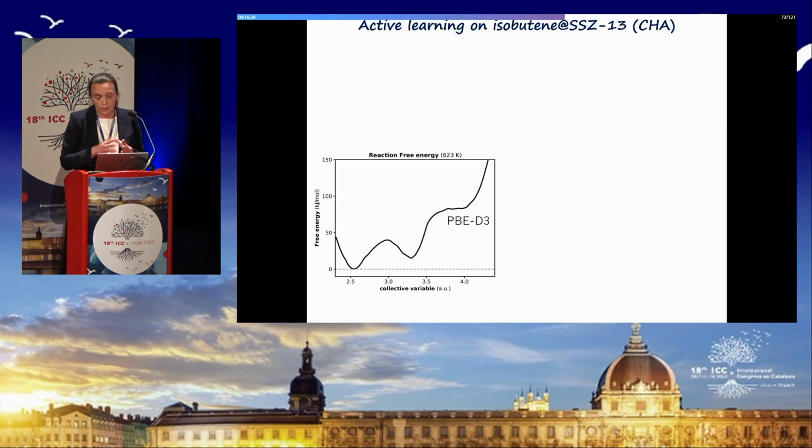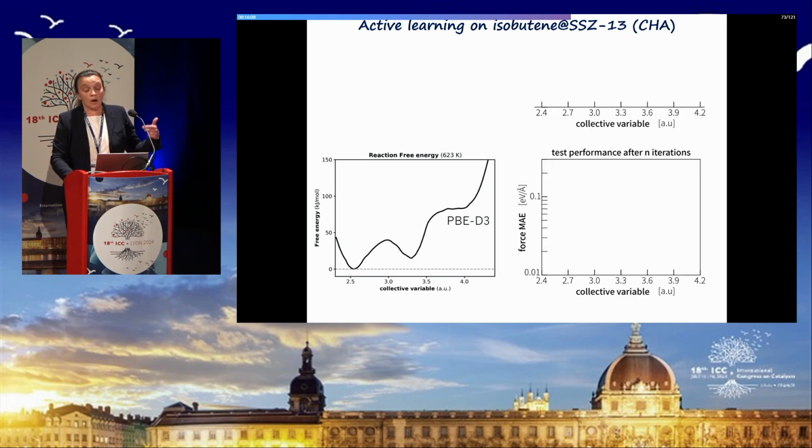We illustrated this on the carbenium ion chemistry, as I have introduced to you before. What you can see here is the reaction free energy profile obtained at the DFT level, PBE-D3 level of theory. Basically, we see the three intermediates. We see the pi complex, we see the carbenium ion, and we also see the alkoxide.